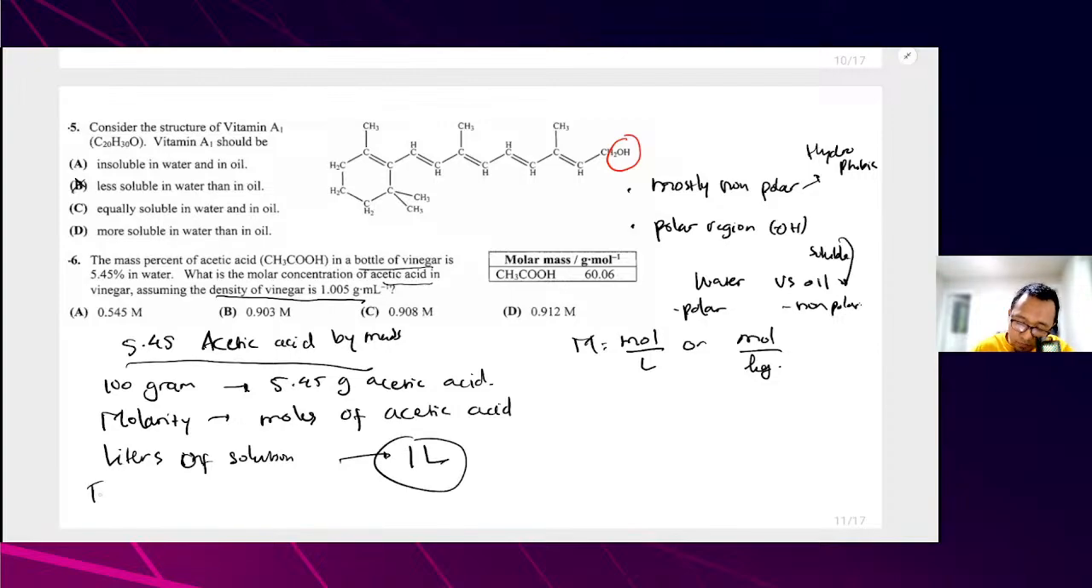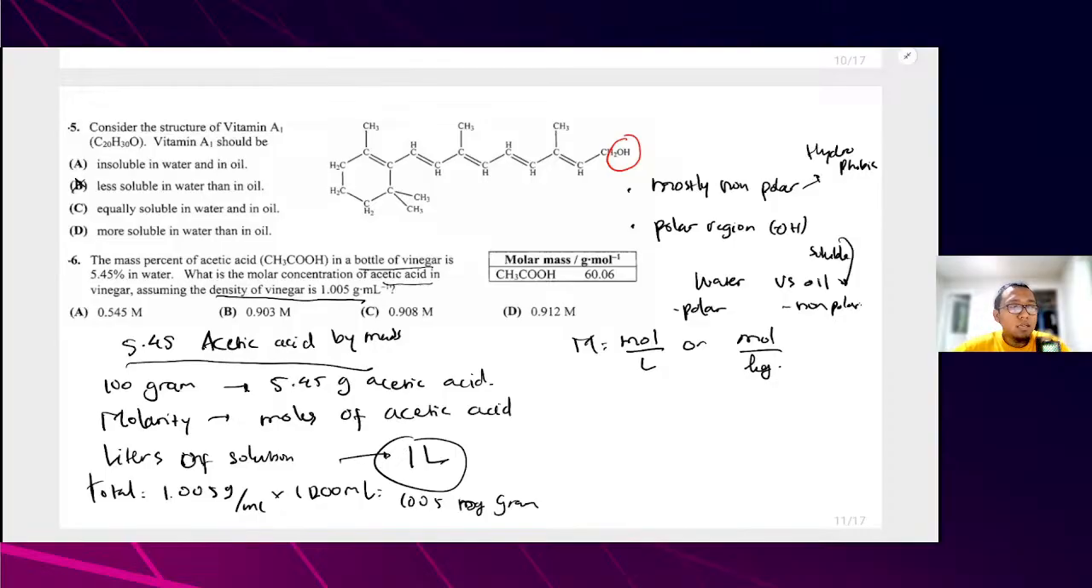The total is 1.005 gram per milliliter times 1 liter, 1,000 milliliter. We end up getting 105 gram. Okay, the total of solution by mass is 105 gram of solution.